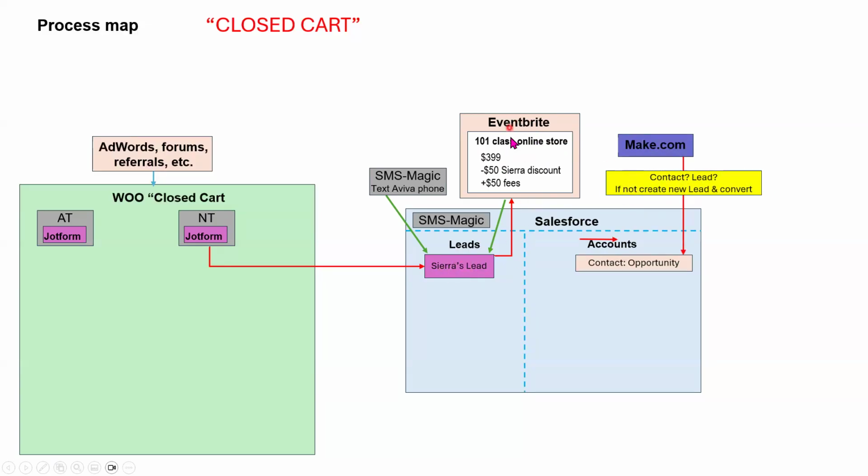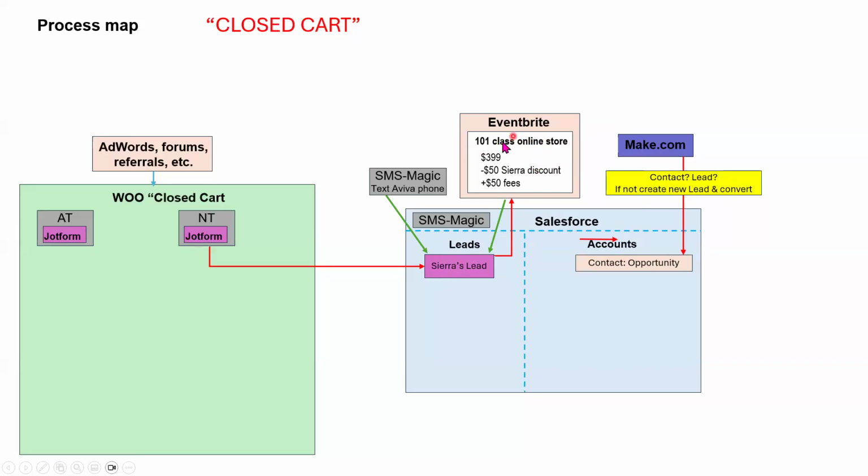Or maybe they just came in here and they just bought without even talking to Sierra, in which case it needs to create a new lead, it needs to convert it, and then under the contact, it needs to put the opportunity. So it's a pretty complicated thing it's got to look at here, especially because it's looking at the email that they used first and then the phone number if it doesn't find a match. But it's kind of tricky because our customers change emails like they do shirts.